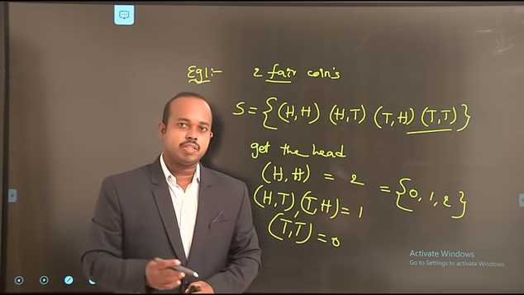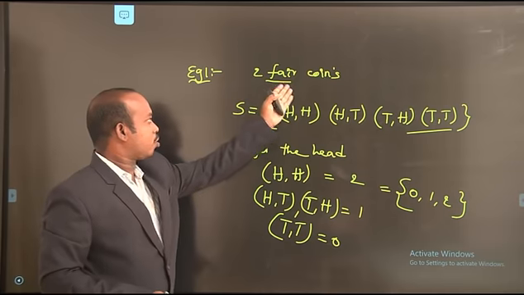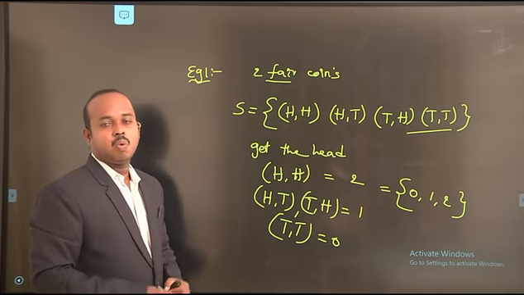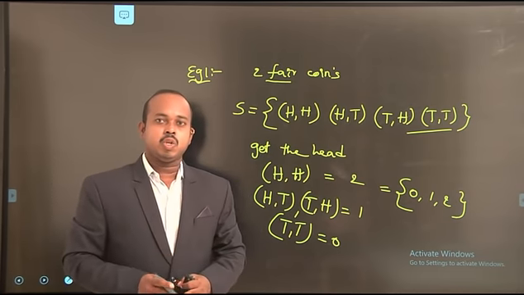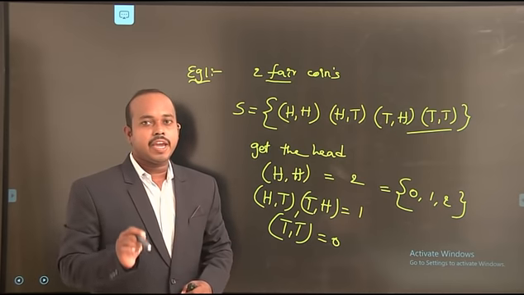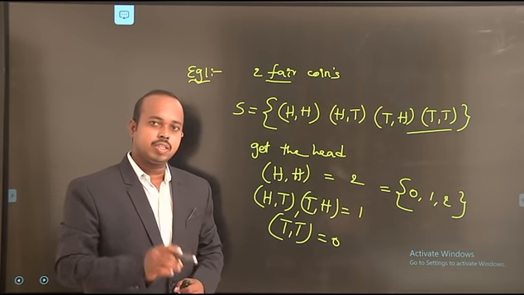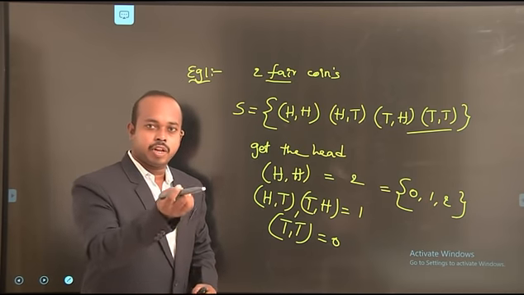Here we are seeing one example. We can take two fair coins and toss these two coins. What are the possible outcomes? In this event, your desired outcome is getting a single head. Otherwise, what is the possibility of getting the head?